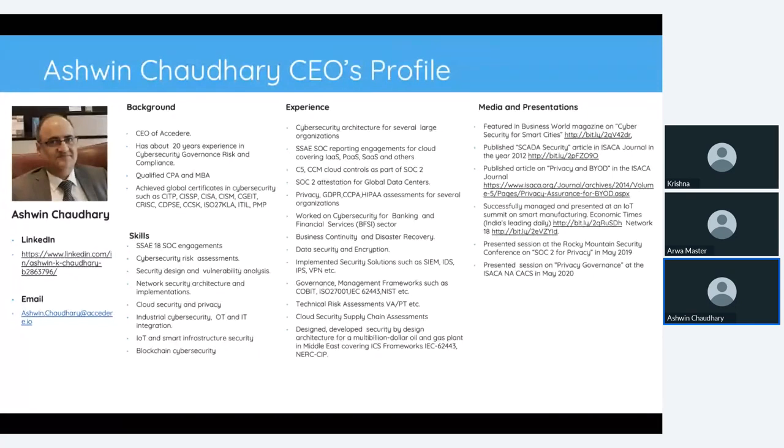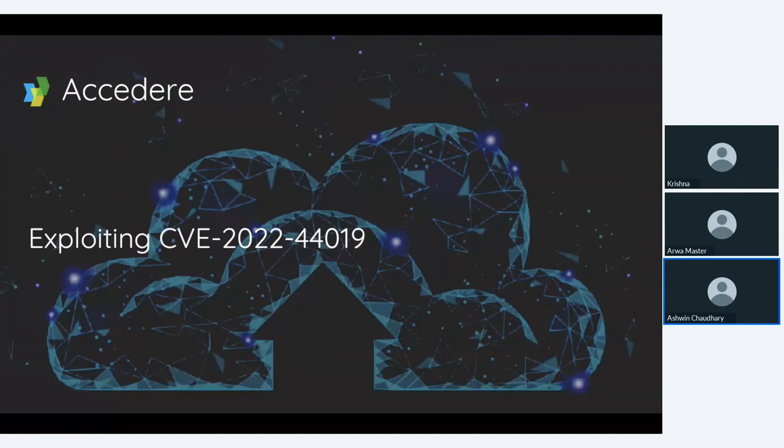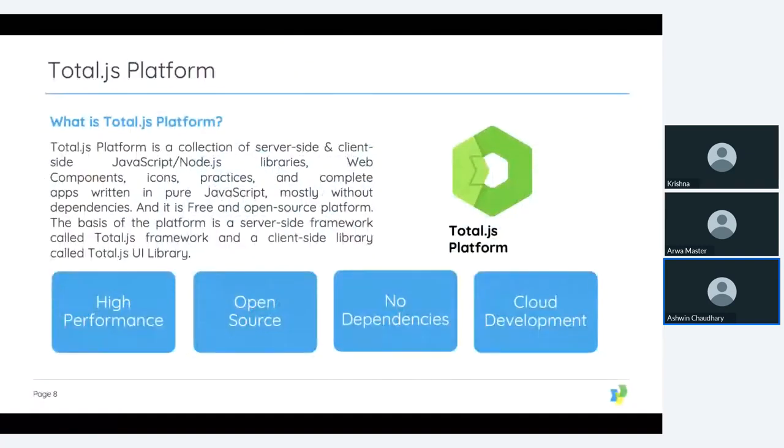Coming to our core subject, the Total.Js platform and the code component of the platform. Just a quick review of what the Total.Js platform is. It is a collection of server-side and client-side JavaScript, Node.js libraries, web components, icons, practices, and complete apps written in pure JavaScript, mostly without dependencies. It is a free open source platform. The basis of the platform is a server-side framework called Total.Js framework, and a client-side library called Total.Js UI library. So it's a cloud development platform.